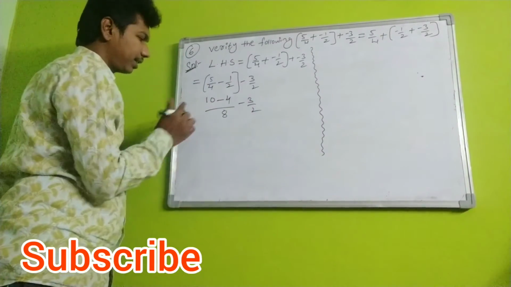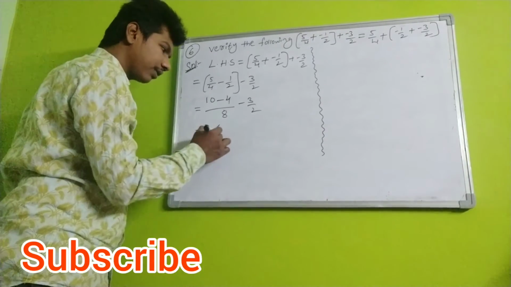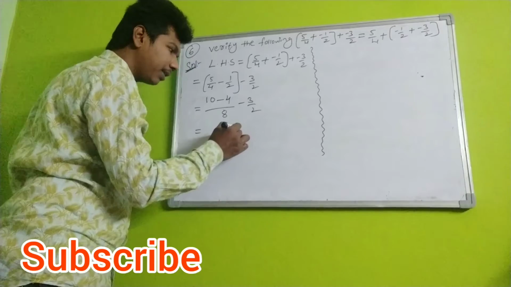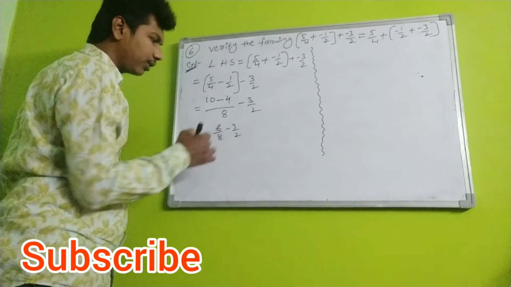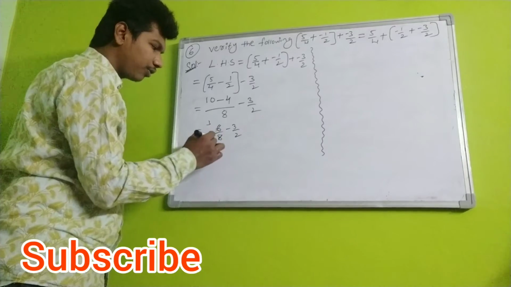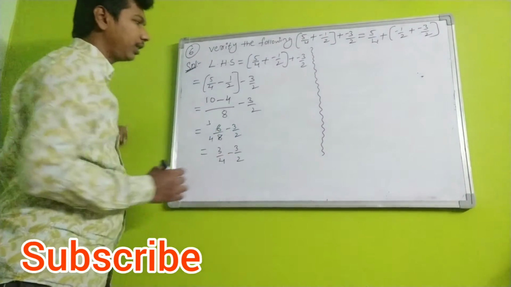Okay. Next, 10 minus 4 is 6, so 6 by 8. The third number is right as it is, minus 3 by 2. Now you can simplify, you can cancel. 2 3s are 6, 2 4s are 8. So 3 by 4 minus 3 by 2.